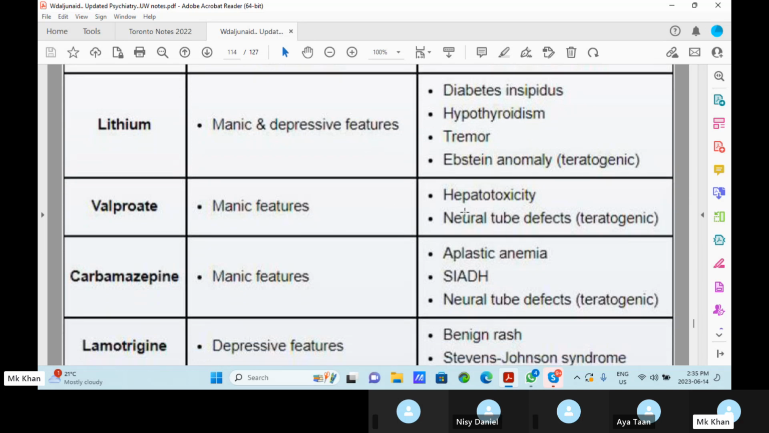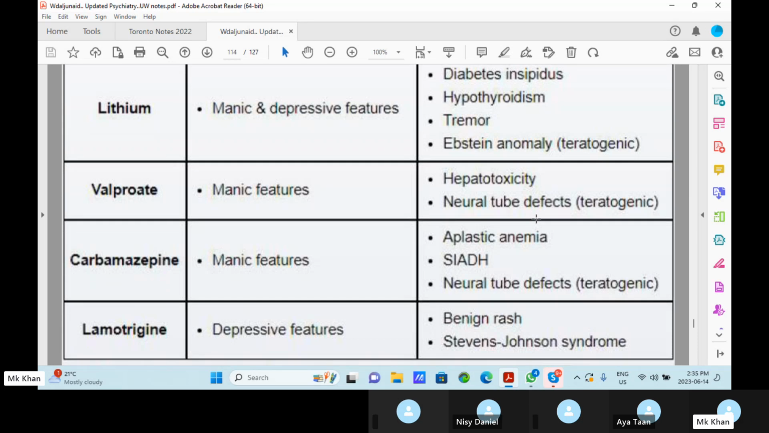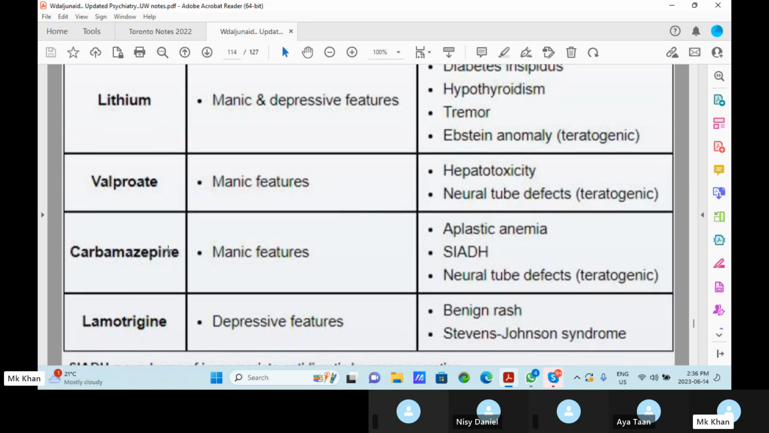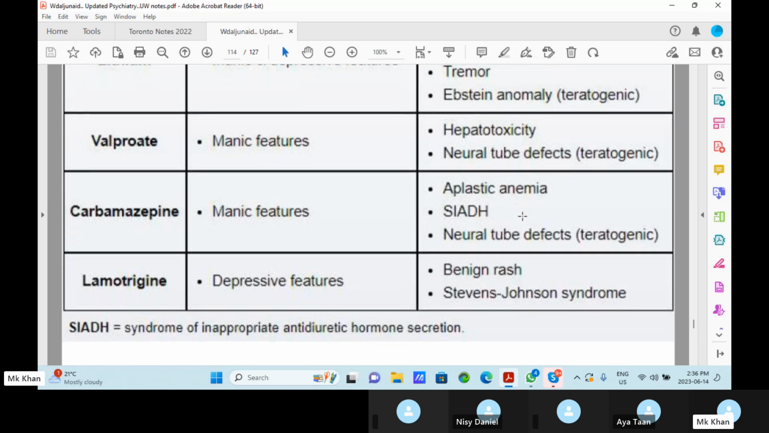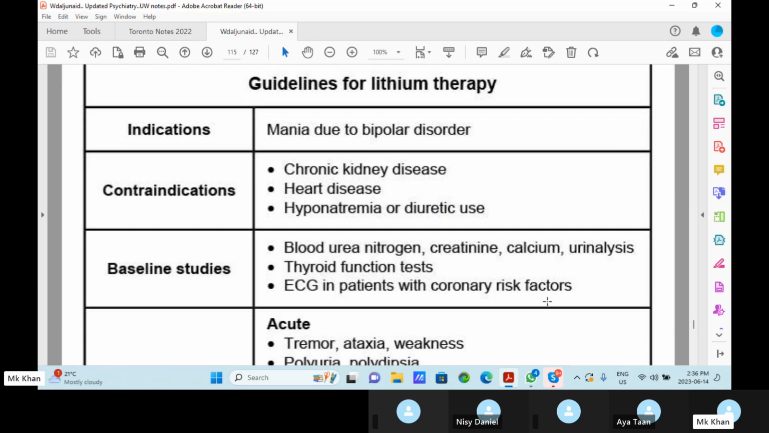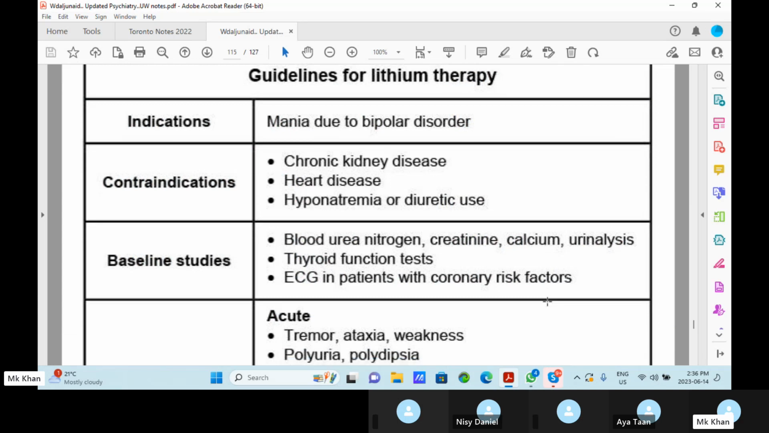And for valproate, it is hepatotoxic, so we are not giving it in liver disease, and neural tube defects. And carbamazepine is also for manic features, so these are the side effects: aplastic anemia, SIADH, and neural tube defects. So these all are teratogenic: lithium, valproate, and carbamazepine. And then lamotrigine is for depressive features. So lamotrigine causes benign rash and Stevens-Johnson syndrome. So the side effects, I think, are important.